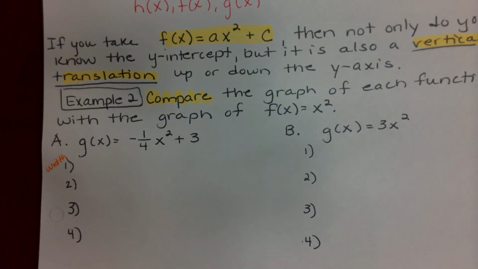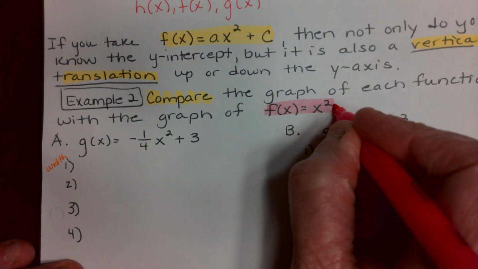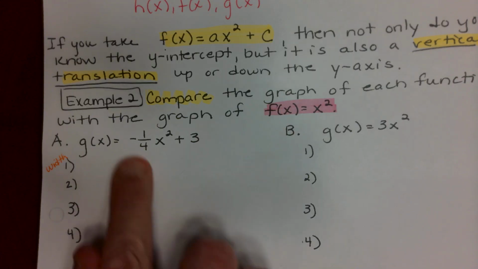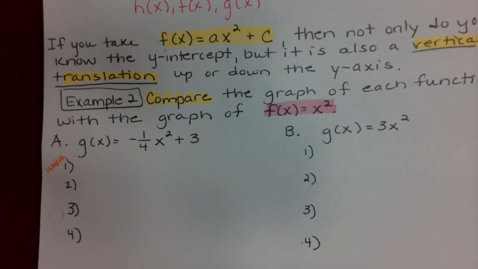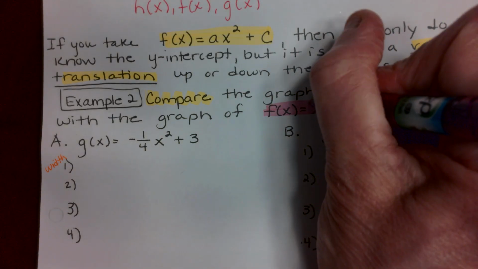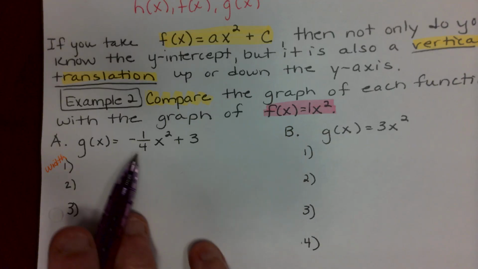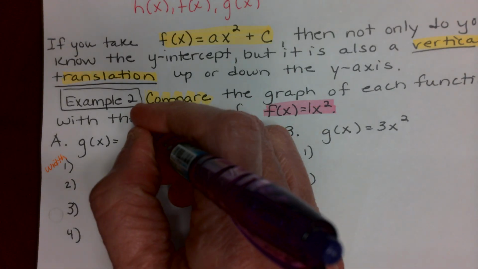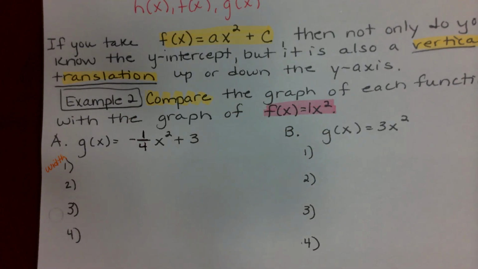Okay, so everything is going back to f of x equals x squared, which is what function? The parent function. That's right. So we're trying to compare this to that. What happened to it? Okay, so let's look at the width. So what number in here is going to help me know the width? The 1. And what number in here is going to help me know the width? The 1/4. 1, 1/4. Which one's narrower or which one's wider?